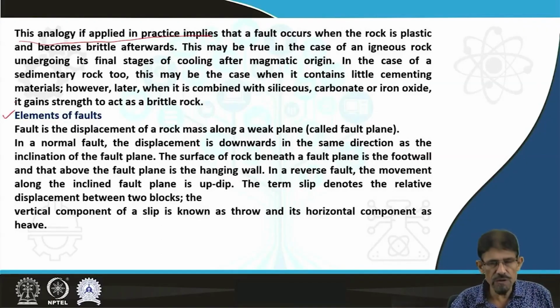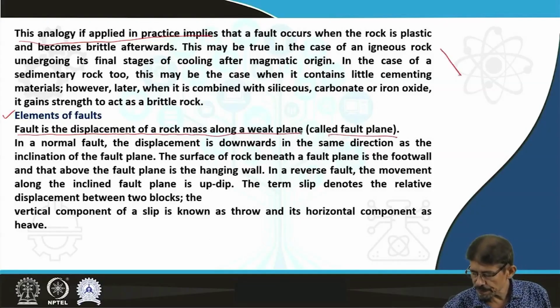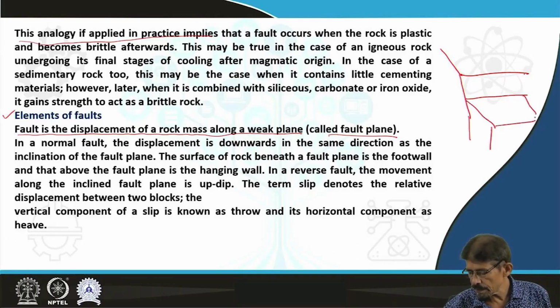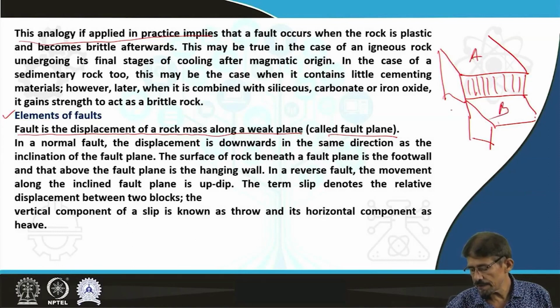Here we are going to discuss the elements of a fault. A fault is the displacement of rock mass along a weak plane called the fault plane. This zone is known as the fault plane, along which one block shifts, detached from the other block. This is the fault plane.